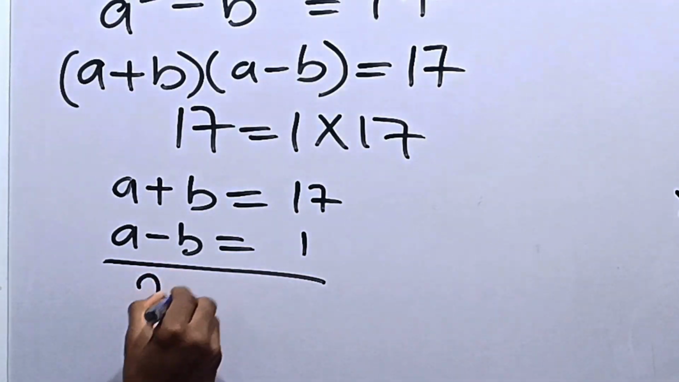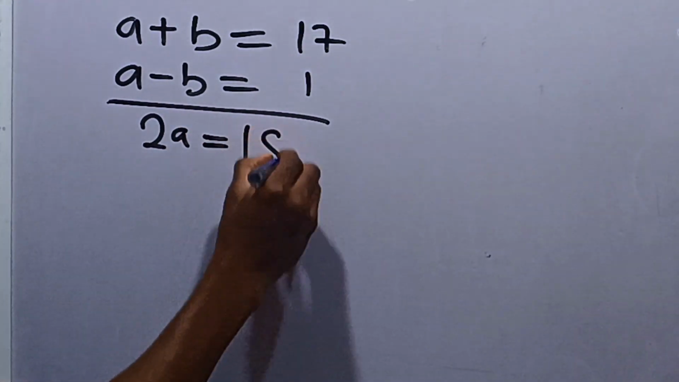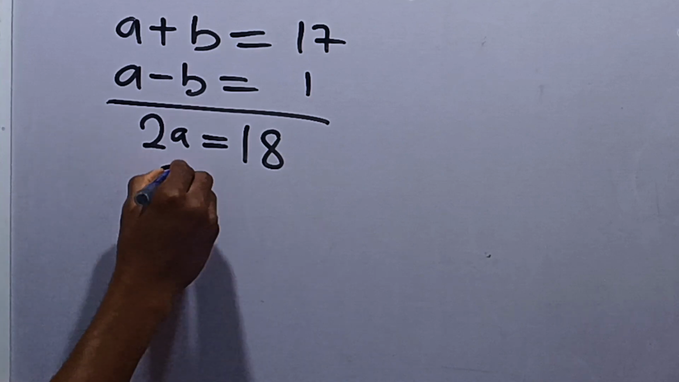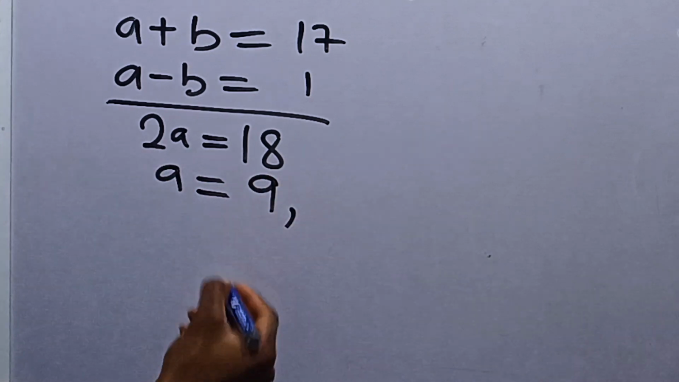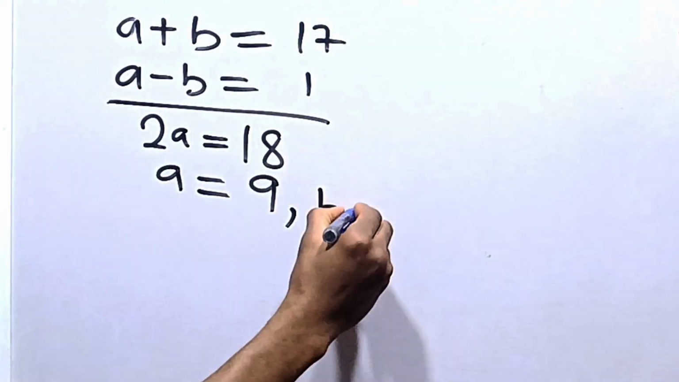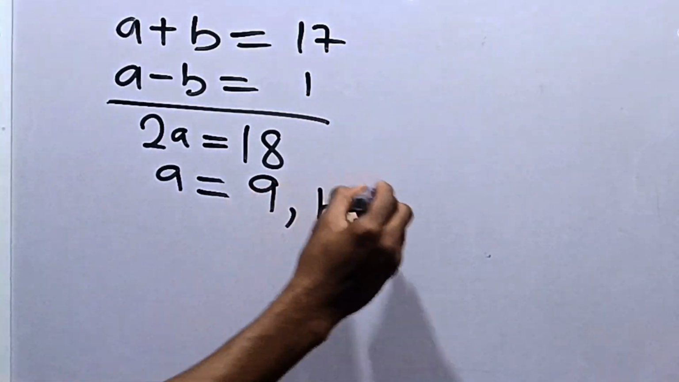Now, let's add these two equations and see what we get. We have 2a is equal to 18. From here we have that a is equal to 9. Knowing that a is equal to 9, our b should be equal to 8.